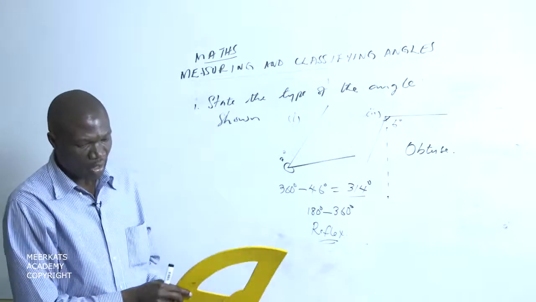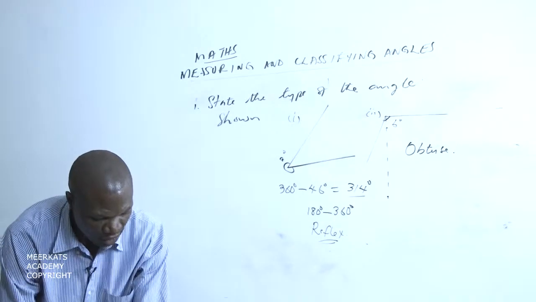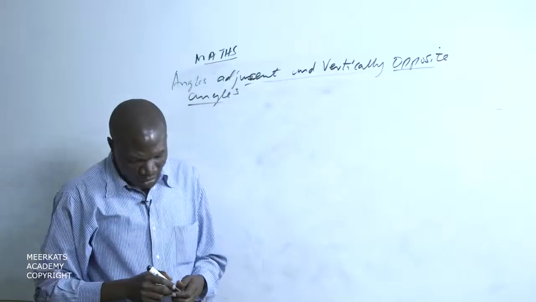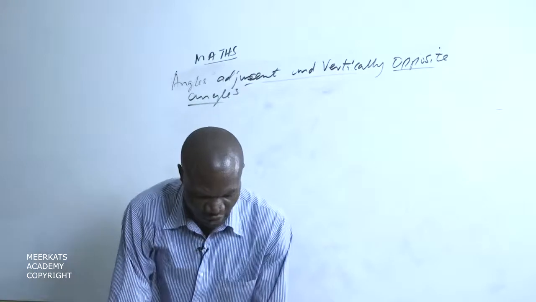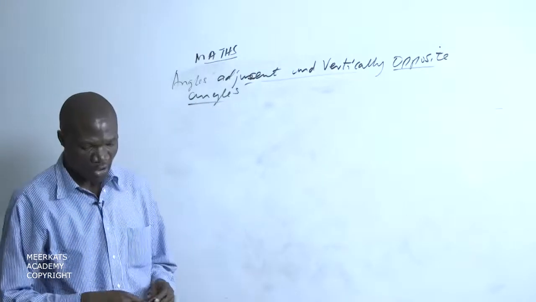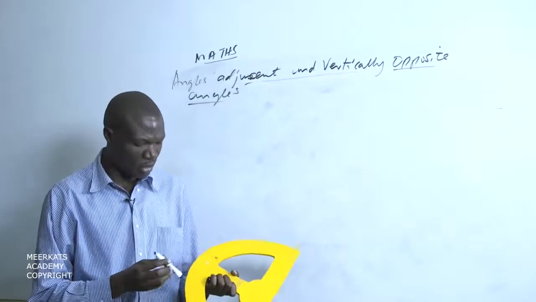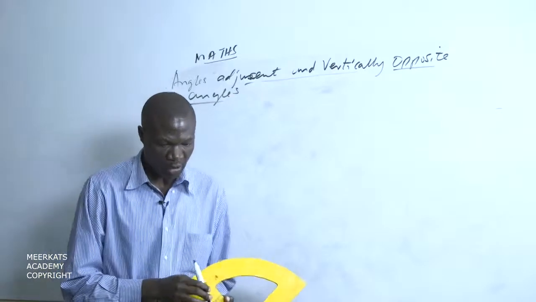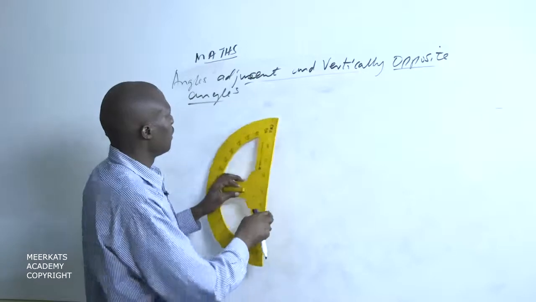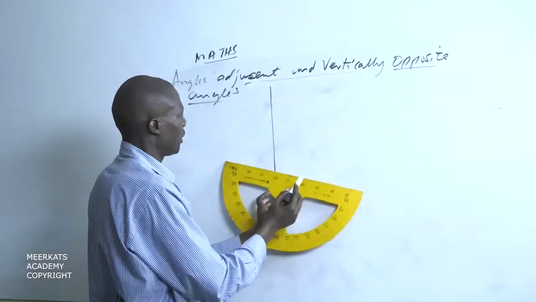So we have what we call adjacent angles and vertically opposite angles. Adjacent angles and angles that are vertically opposite. But in most cases here we are going to consider special angles, and these ones can be illustrated with the following diagram.